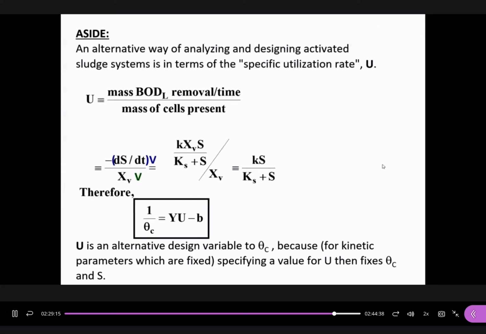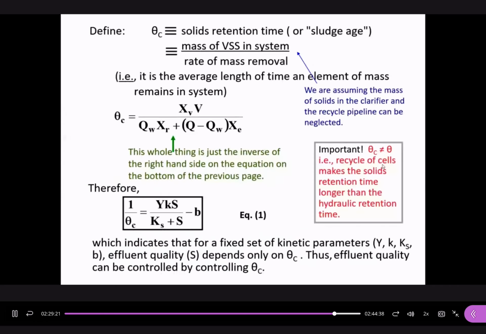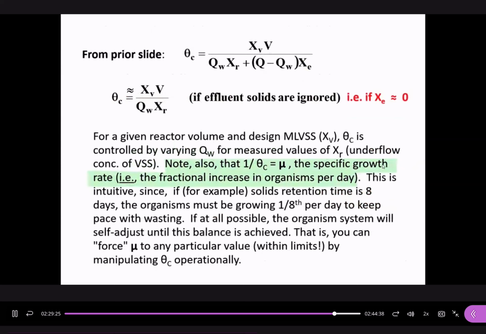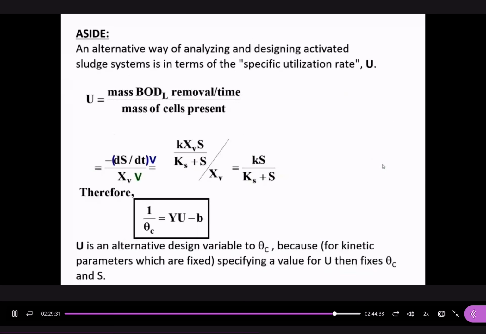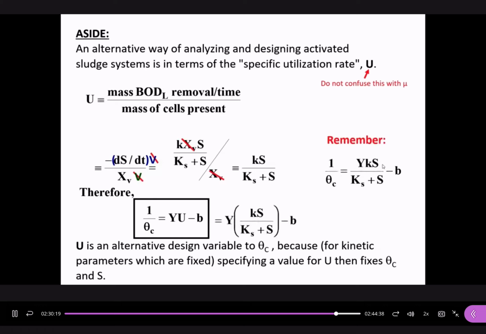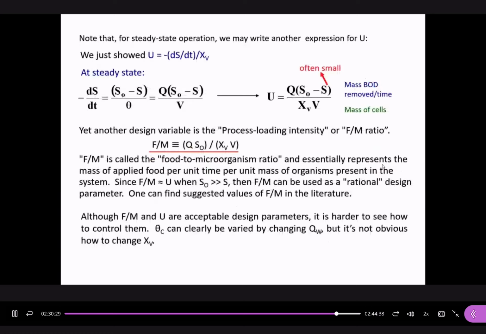This is the first very important expression. And then we define U, the specific utilization rate. It equals the mass of BOD removed over time over the mass of cells present. It's actually K times S over Ks plus S. Therefore, 1 over theta C equals Y times U minus B. Why do we connect this with U? Because we have another expression for U.